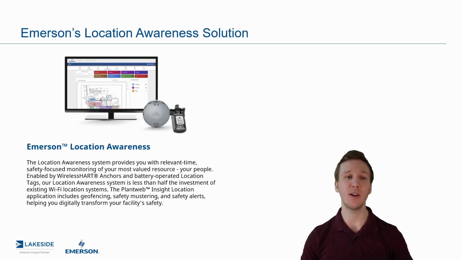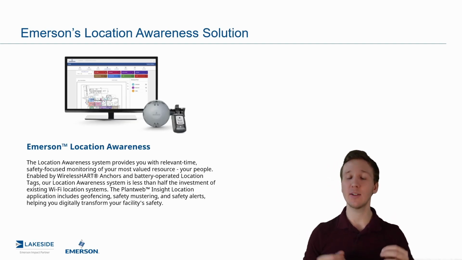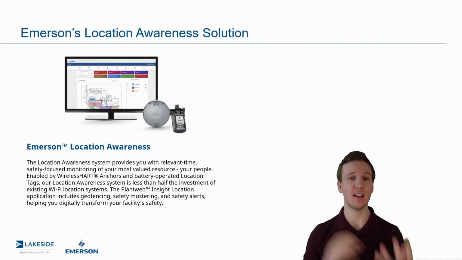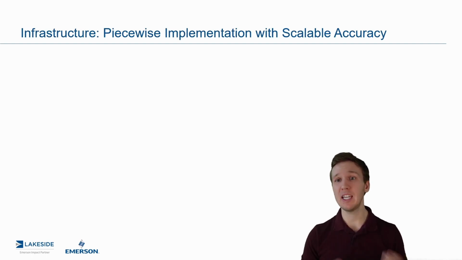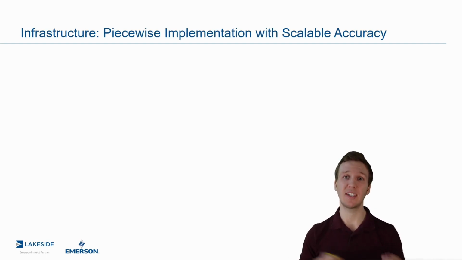And in today's episode, we're continuing our discussion around Emerson's location awareness solution. Now in the last episode, we talked about how this solution utilizes WirelessHART technology. Today we're going to talk through some of the advantages of that. Now the main advantage I would say is that we can have piecewise implementation and what's called scalable accuracy.